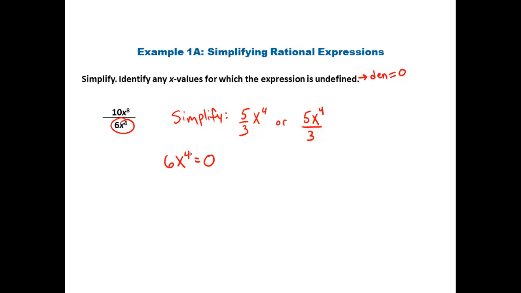The x to the 4th isn't really that important here. We have 6 times what is equal to 0, so that has to be 0. So in this case we actually want to put a not equal to. Let's circle these. So there's the simplified answer, and then we know that x cannot equal 0. If x was 0, we'd get 0 in the denominator, and we don't want that.